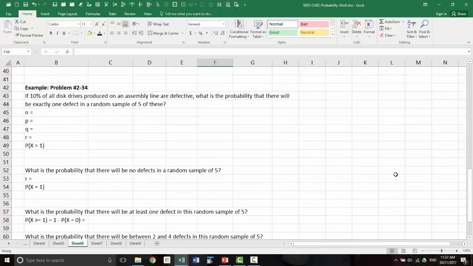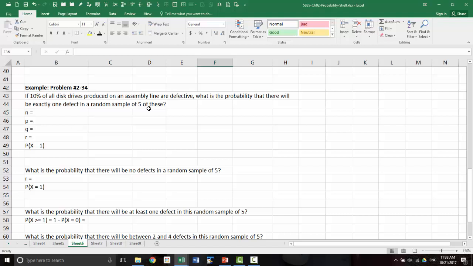Let's look at another example of binomial distribution. Problem number 2-34. If 10% of all disk drives produced on an assembly line are defective, what is the probability that there will be exactly one defective in a random sample of 5? The rate of defective is 10%, so you're taking a random sample of 5. Each disk drive can be either defective or not defective.